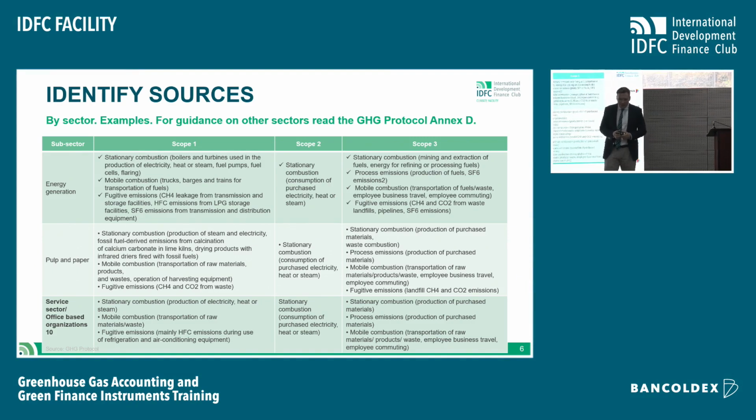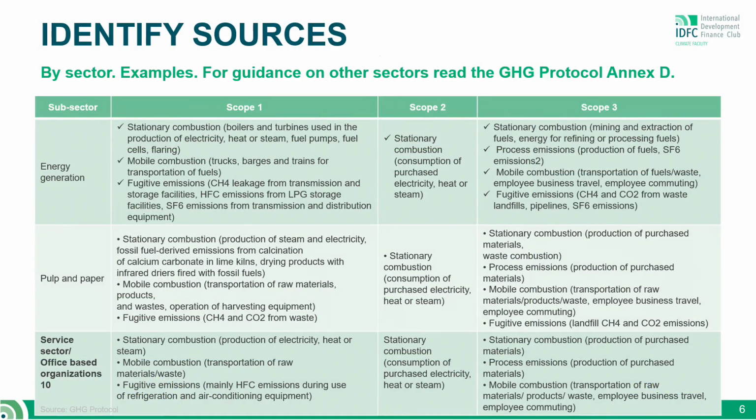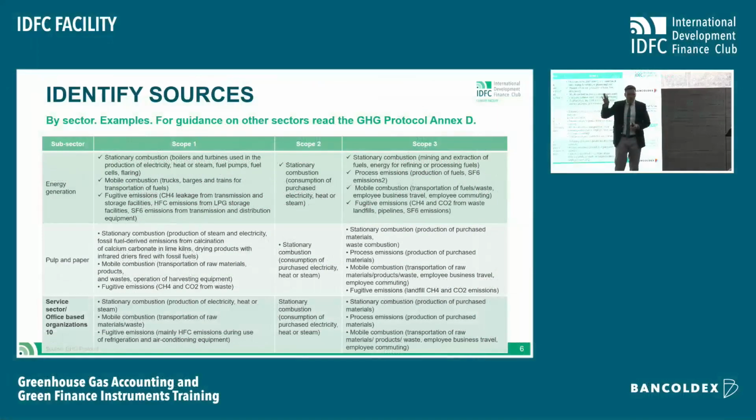And then, this is the Greenhouse Gas Protocol. In Annex D, you will find a lot of guidance on the sectors. So if you have a company from a given sector, you can actually go to the Annex D. And the Annex is much longer than that. I just copied half of the page from the Annex to show you how it's constructed. So you have the subsector, and you have scope 1, 2, and 3. These are examples of emission sources that are typical for this sector. This makes it easier for an institution from this sector to actually define the emission sources.